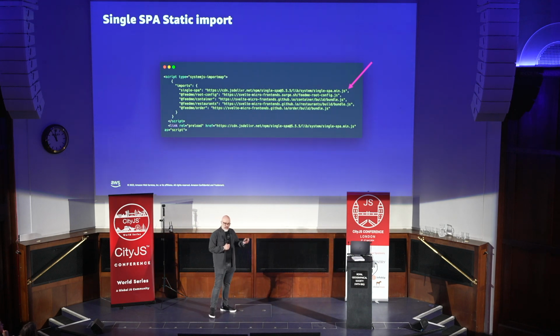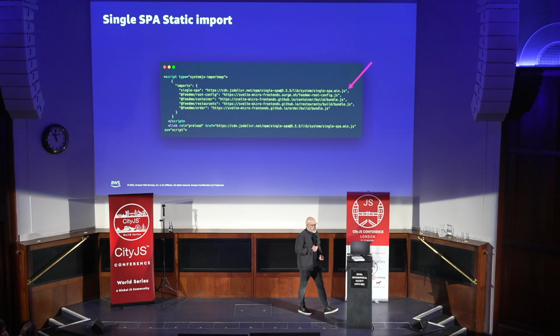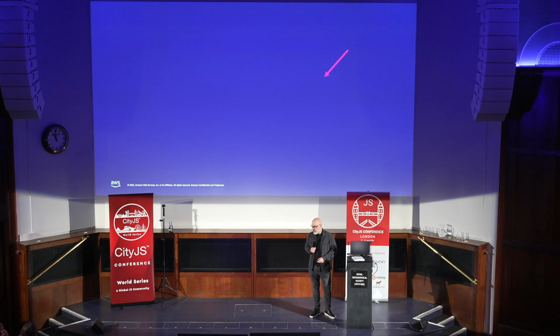Single SPA is a framework for creating microfrontends, a fantastic framework that's well supported and well used by the community. In this case, you have an import map with all your JavaScript chunks, the modules that are loaded remotely, and the vast majority of the examples that you see are similar to this one. You just have all the different microfrontends pointing to an API.